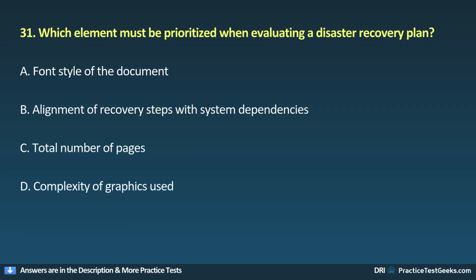31. Which element must be prioritized when evaluating a disaster recovery plan? A. Font style of the document. B. Alignment of recovery steps with system dependencies. C. Total number of pages. D. Complexity of graphics used.